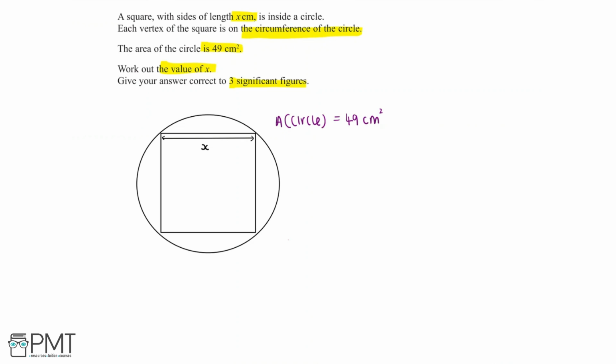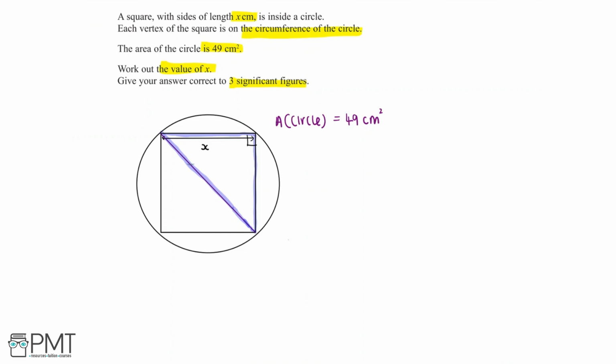Now to find the value of x, we can use Pythagoras. By joining the two opposite corners in our square, we can see that we now have the diameter of the circle. And we've now ended up with a right-angled triangle, which we can use to find x. Because we're given the area of the circle, we can find the length of the diameter.